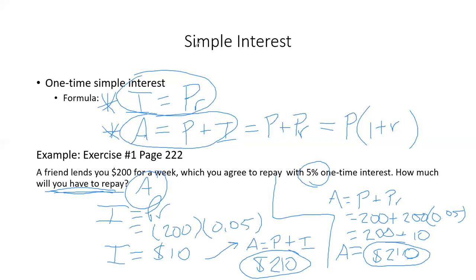Just keep in mind that if the question was asking how much interest, this formula is not giving it to us. This formula is solving for A. So in that case, we're going to want to use just this interest formula. Okay, I'm going to clear this and move on.